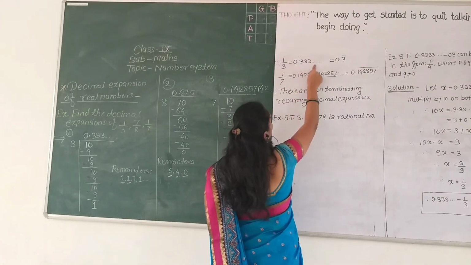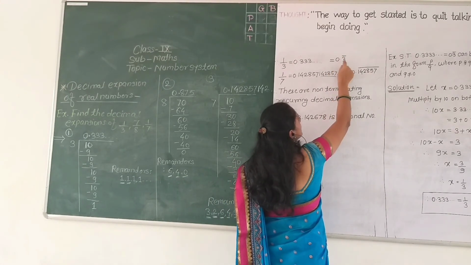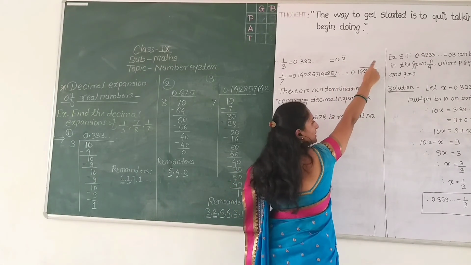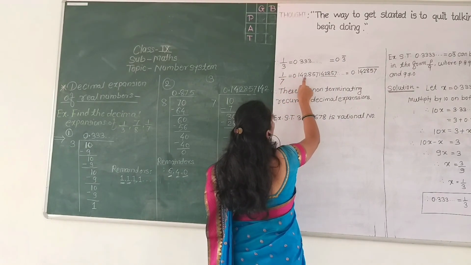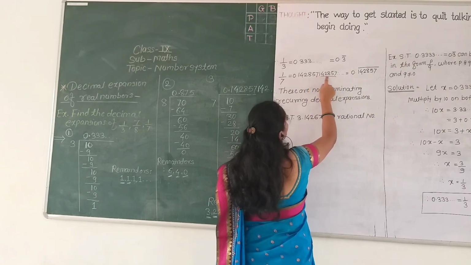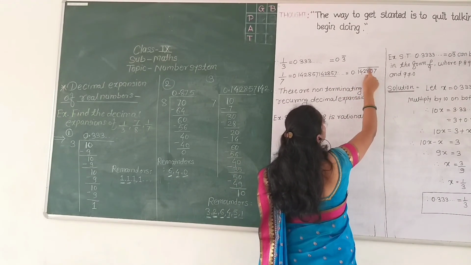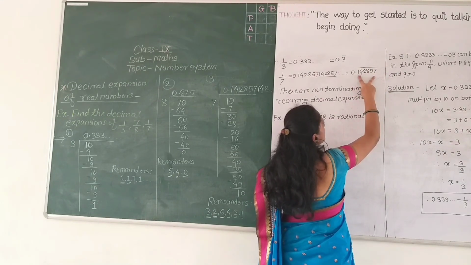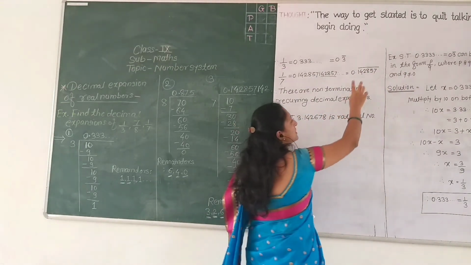Now 1 upon 3 is equal to 0.333, so this can be written as 0.3 bar. This bar indicates that 3 is repeated many times. Now 1 upon 7 is equal to 0.142857, and after that 7 we again get the same block, 142857. So this can be written as 0.142857 bar. This bar indicates that this block of digits comes repeated times.